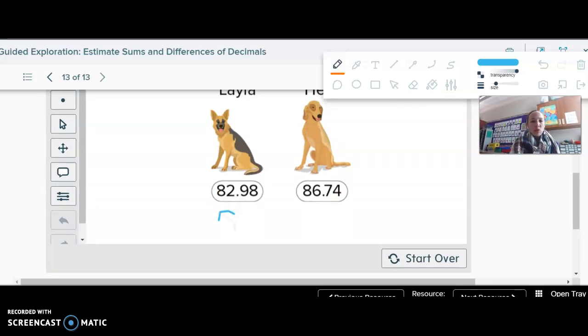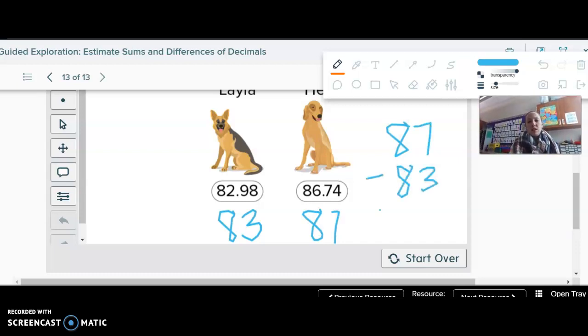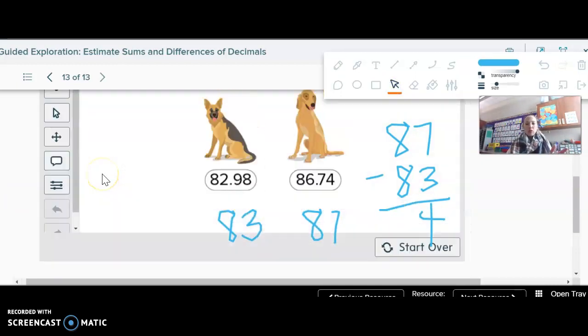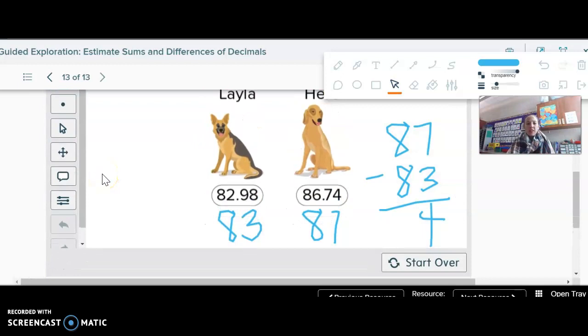Okay, if I round to the nearest whole number, I get 83. Round to the nearest whole number, I get 87. 87 minus 83 is pretty easy to do. It's just 4 apart. So Hero weighs about 4 pounds more. I'm assuming pounds because they're dogs. Then that would make the most sense.